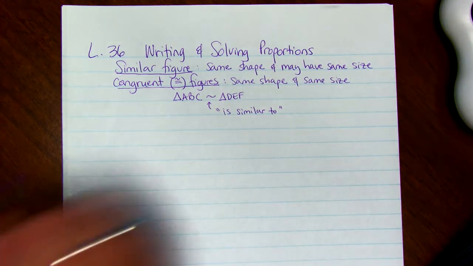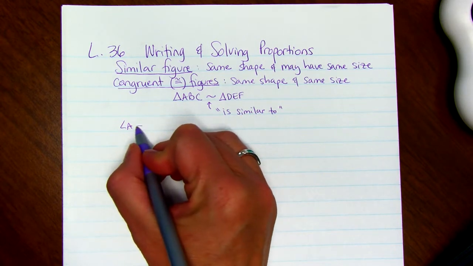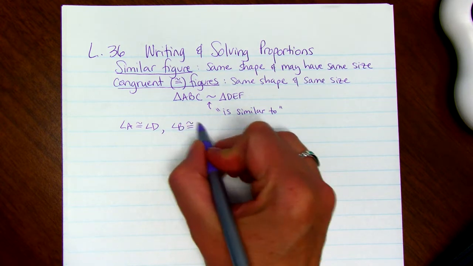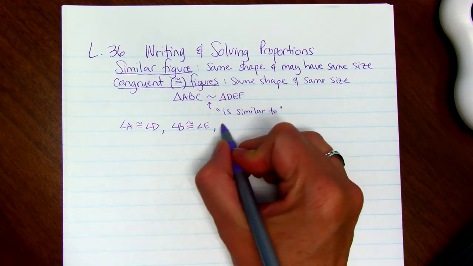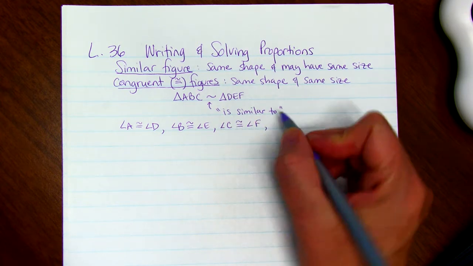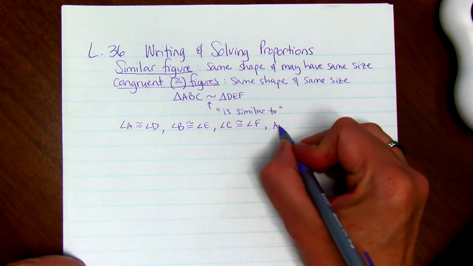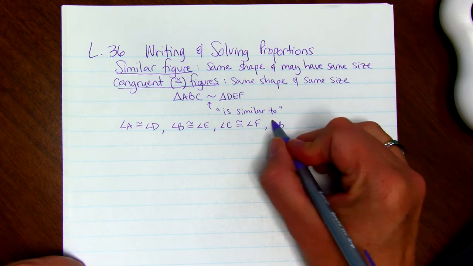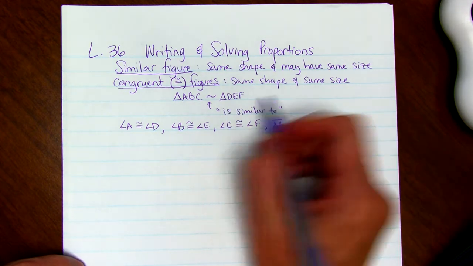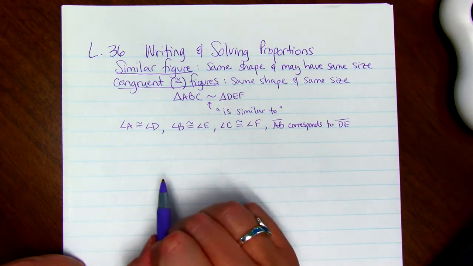So we could follow the order of the letters and say angle A is congruent to angle D. Angle B will be congruent to angle E. That means the same size. And angle C will be congruent to angle F. Then we can look at the two letters. So side AB corresponds to side DE. Remember, this is the first two letters, AB, first two letters, DE.